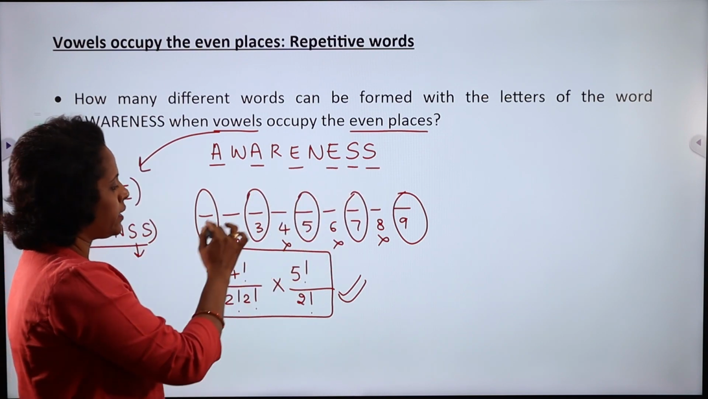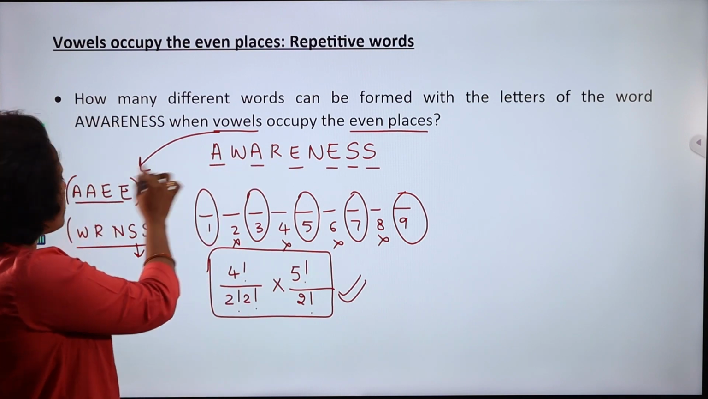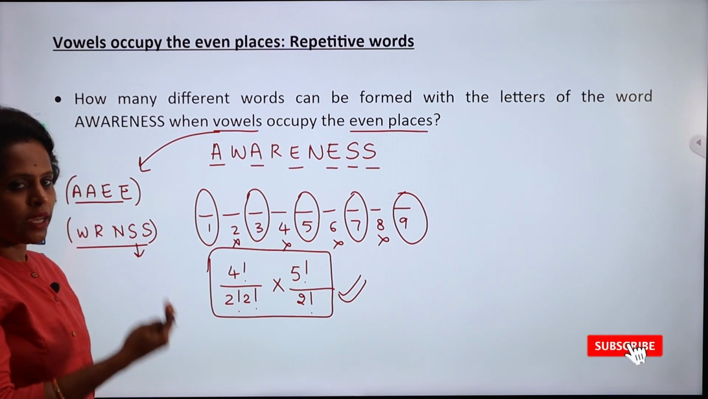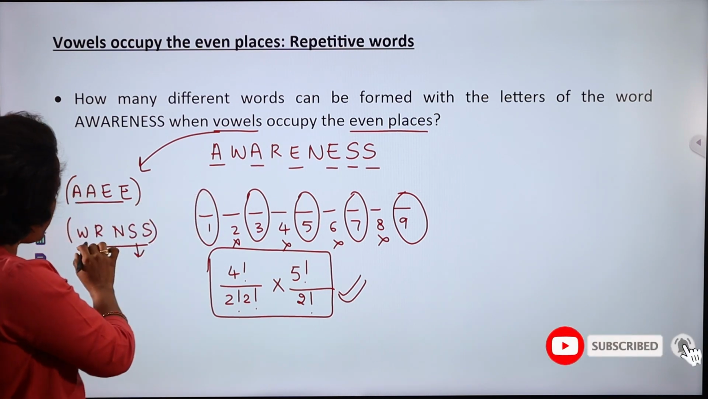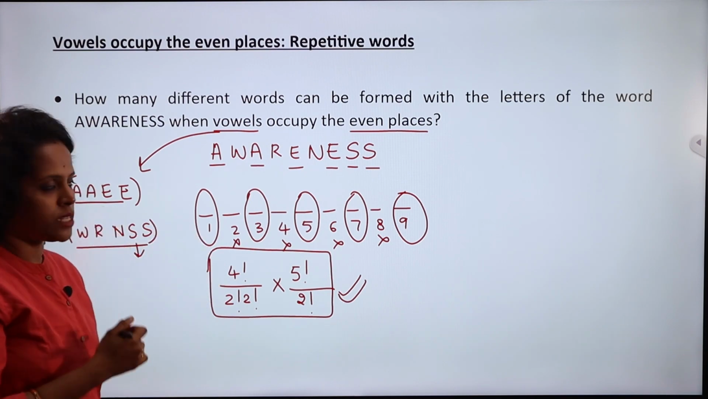Firstly, it is a 9-letter word. I am taking 9 empty places. The vowels, what are the vowels here? A, E, E. We have 4 vowels, each repeated twice. Next, what are the remaining letters? W, R, N, S, S. Here the S letter is repeated twice.